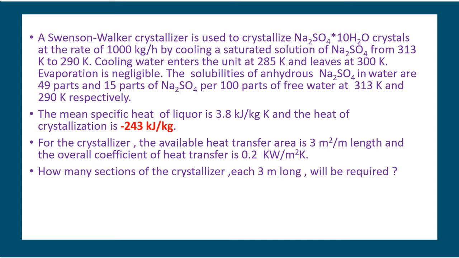The mean specific heat of liquor is 3.8 kilojoule per kg Kelvin. For the crystallizer, the available heat transfer area is 3 meter square per meter length, and the overall heat transfer coefficient is also given, 0.2 kilowatts per meter square Kelvin. How many sections of the crystallizer, each 3 meter long, will be required? So for example, you are getting 12 meters length. How many number of pipes will be required? How many sections, meaning number of pipes, will be required? So we have to divide by this. Each pipe is 3 meter.